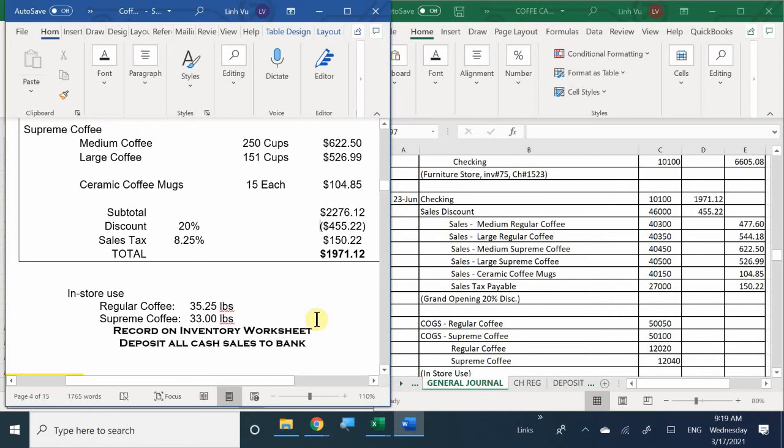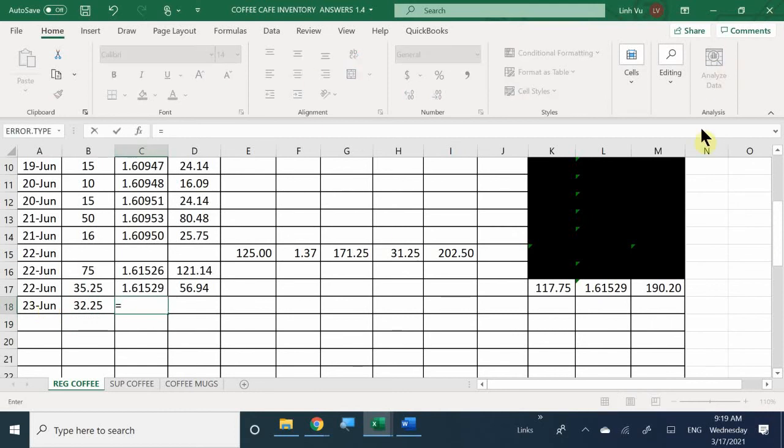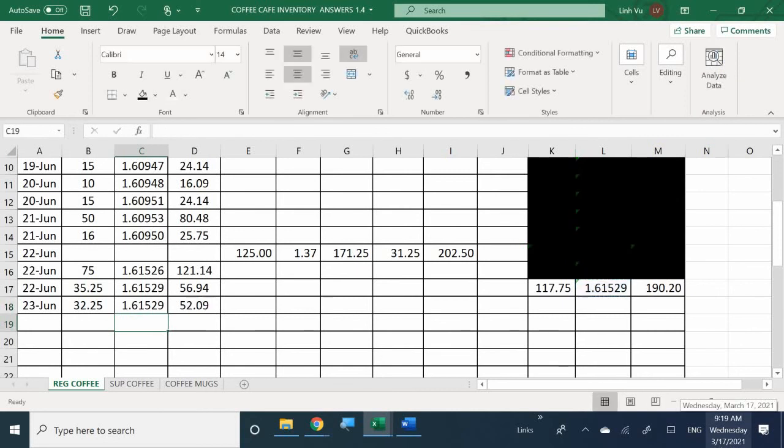Okay. Inventory sheet. So I sold the same exact amount of pounds. I got a 35.25 and I got another 33 pounds sold or used. Sorry. So let's go ahead and update our inventory worksheet. So 623, another 35.5 pounds at this $1.61. So what is my total cost of goods sold here? 56.92. Okay, so yes, my bad. I don't know why I'm so bad at typing today. So 35.25, 56.94 once again.